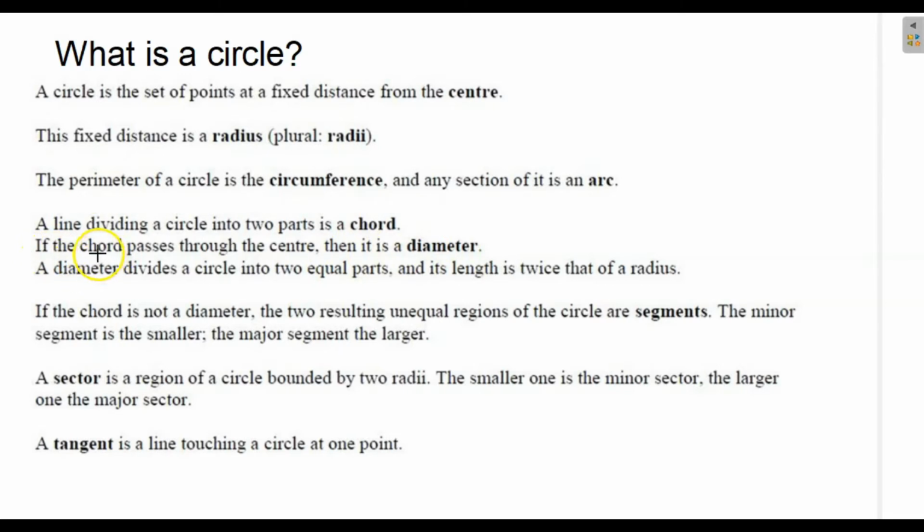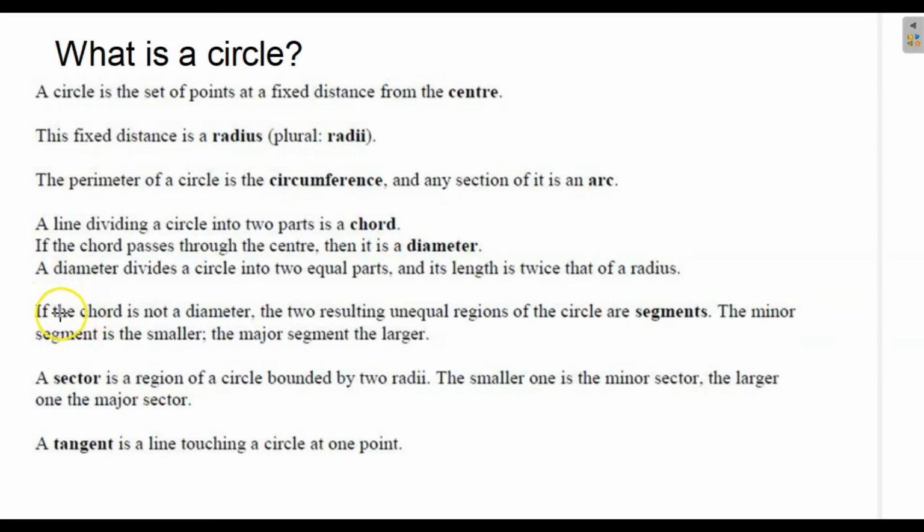In other words, I always say it's a special chord which passes through the center of the circle. That is what we know as the diameter. Or you can also say that a diameter divides a circle into 2 equal parts. Now, its length is twice that of the radius. We'll be talking much about this in detail when we start our lessons on mensuration. So twice the radius gives us the diameter.